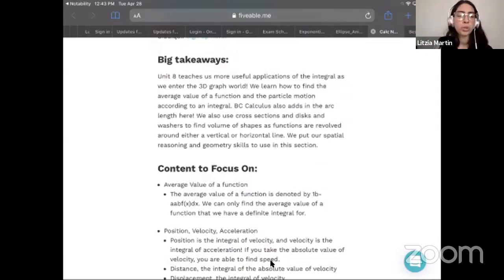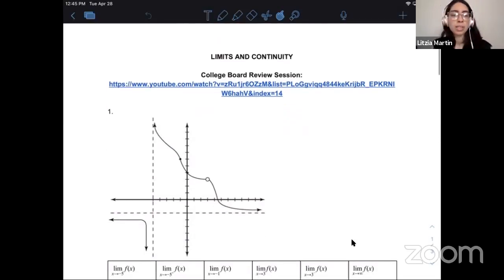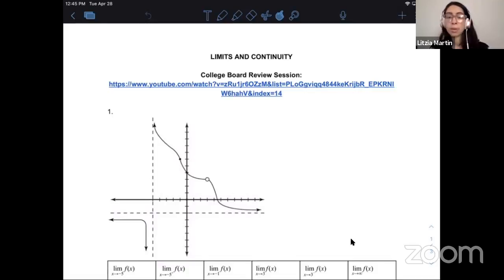Okay, so this is what the notes look like. Just has limits and continuity at the top. And what I did was I linked the College Board review session. So they have been posting videos on YouTube, reviewing and going over different units. And so this is their review session on limits and continuity. They have very similar kind of problems as well to what I'm going over.